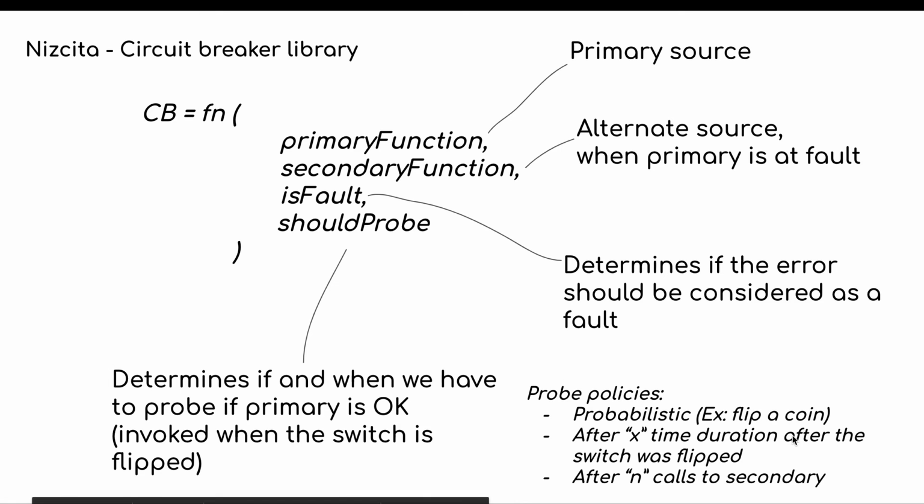Now as discussed earlier, we can have a number of probe policies. It could be probabilistic, after x time duration after the switch was flipped, or even after n calls to the secondary. So these two functions which are provided by the application are what makes Nisita extensible. These policies are determined by the application.